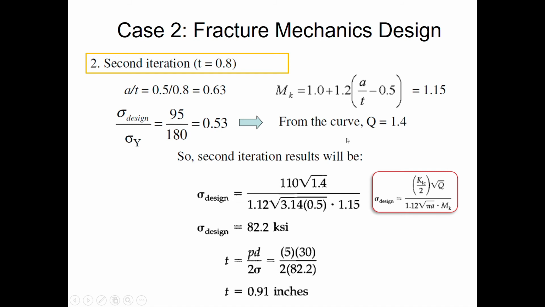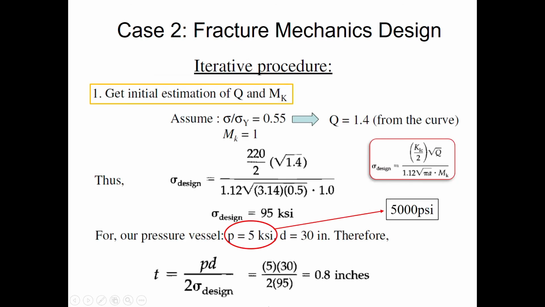Now, once we get the new values, we need to put all of these values into the same equation. Right, now we have 110 times this Q, 1.4, and then A is 0.5. Now MK is no more 1, it has become 1.15. So we obtain a new sigma design, which is 82.2 KSI.